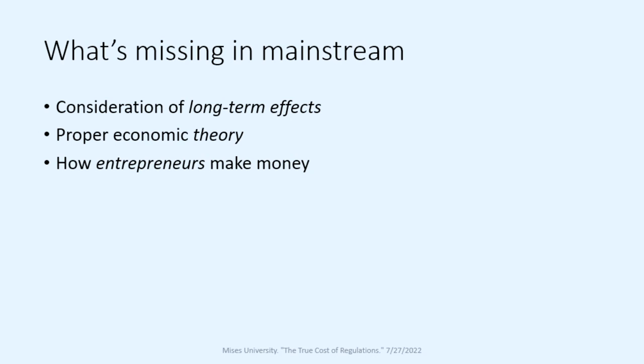And unfortunately, we tend to miss those also in Austrian economics sometimes. They also don't have a proper economic theory. Some of them might not like me pointing that out, but that's true. And they have no clue how entrepreneurs make money because there are no entrepreneurs. Or as I tell my students at the beginning of an entrepreneurship course, I put the economy on the board. Supply and demand, right? And I tell them, here's the marker. Please point out where's the entrepreneur.